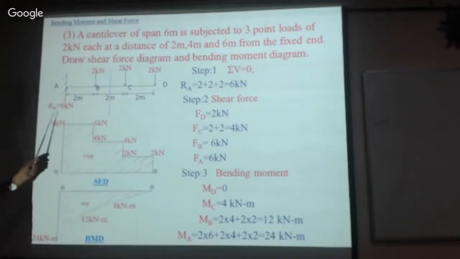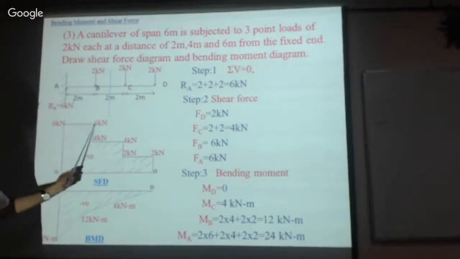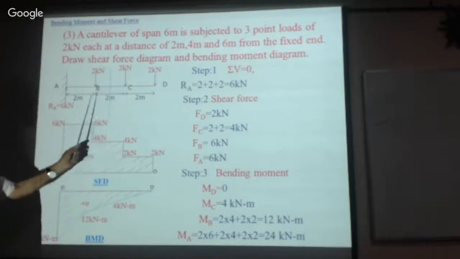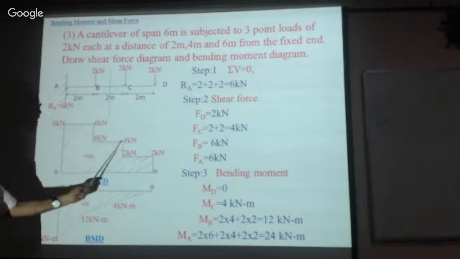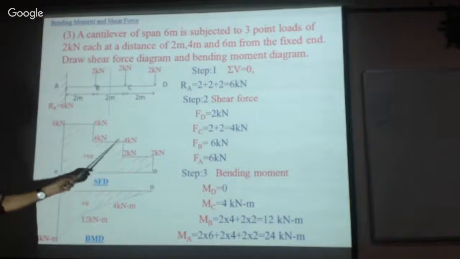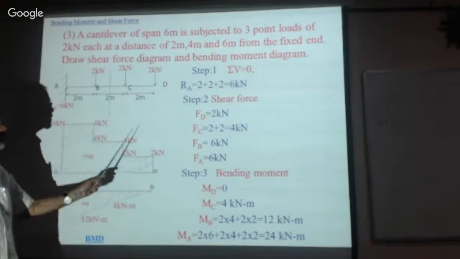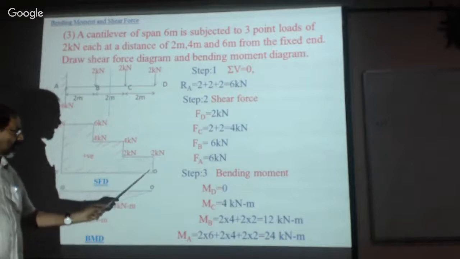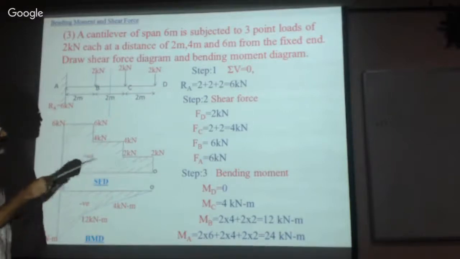First draw the 0, and 6 kilonewton is acting upward, so go up by 6 kilonewton. From here to here, the value of the shear force is constant, therefore continue this, and at this point 2 kilonewton is acting downward. Now wherever you calculate the shear force, 4 kilonewton is acting, between B and C. Continue this, and at this point 2 kilonewton is acting down. Between C and D, we will get 2 kilonewton shear force acting downward. Therefore continue this, and this is the shear force diagram. From this, we can calculate the shear force at any point in the loaded beam.